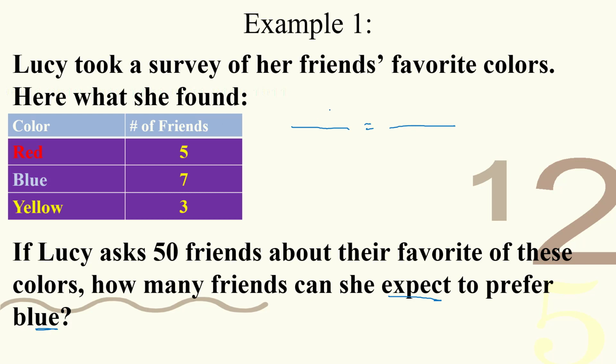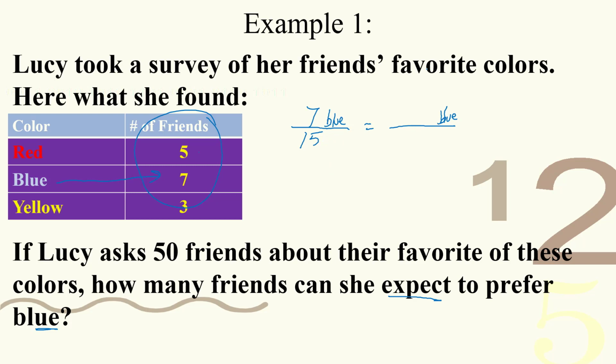So our expected outcome is blue. Well, our expected outcome for our population is also going to be blue. Come back to our sample. Our sample data is given in the chart here. And so we can see that 7 people preferred blue. How many total people were in the sample? 3 plus 7 is 10, plus 5 is 15. So 15 friends in the sample size.